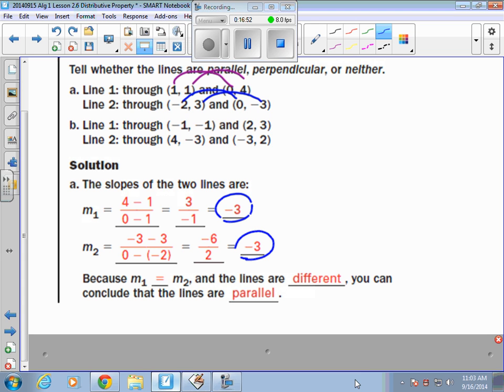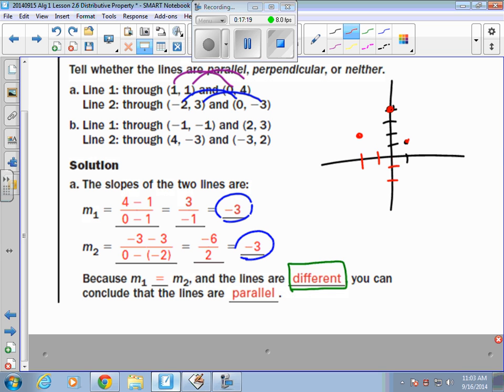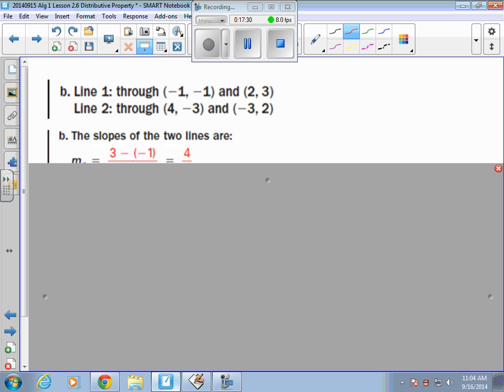Okay, here's the other part about them being parallel. They need to be different lines. If you look at this and picture it mentally, line 1 passes through point 1 and through point 0, 4. So it's going to go through those 2 points. The other one passes through negative 2, positive 3, and 0, negative 3. They're different lines. Had they been the exact same line, then they would share an infinite amount of points in common.